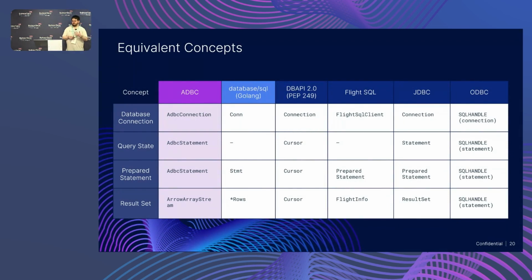So to drive home the point that this is not something that is terribly difficult to understand, let's look at how the concepts match up. You've got the different concepts here between ADBC against the default database/SQL for Go, DB API for Python, the Flight SQL connection if you're using Flight SQL directly, JDBC and ODBC in code if you were writing an application that utilizes these. And you can see that all the things map up pretty straightforward. The idea is to be simple, efficient, and effective.